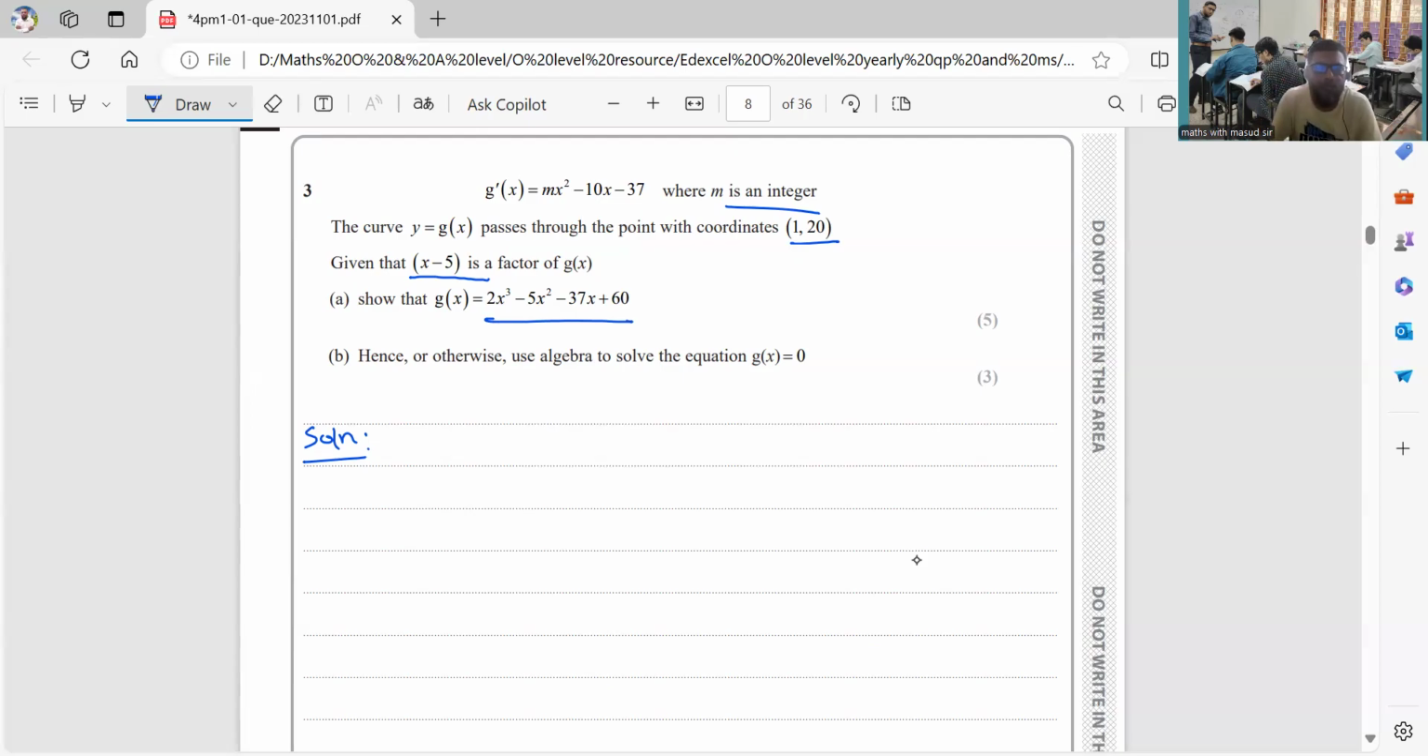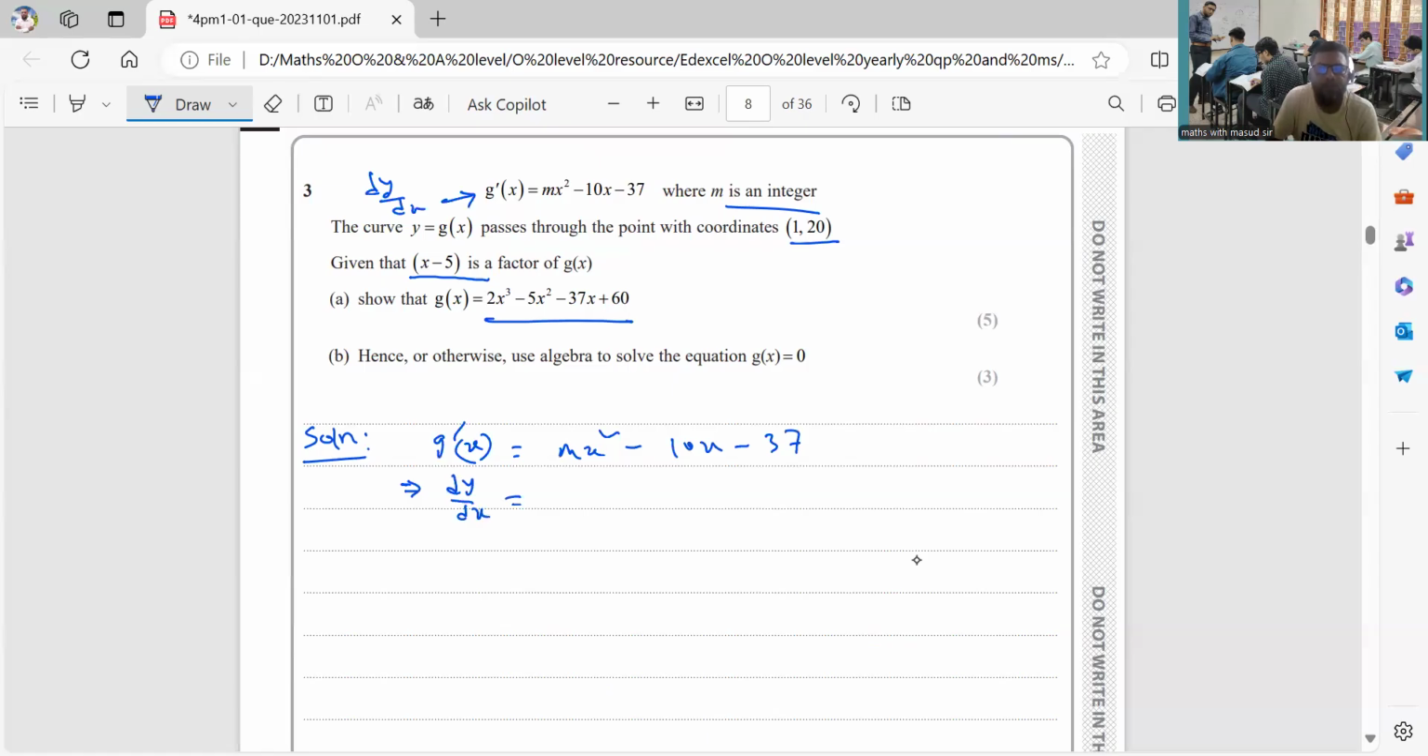Okay. So if you see the questions, the first part of the question is very important. g prime x. Actually, g prime means what? G prime means differentiation. In maths, prime always represents differentiation. If it is 2 primes given, it will be the second derivative. If it is 1 prime given, it will be the first derivative. So we can write here g prime x equals mx square minus 10x minus 37. And remember, m is an integer. So g prime x means dy by dx.